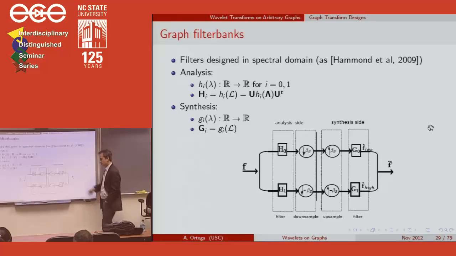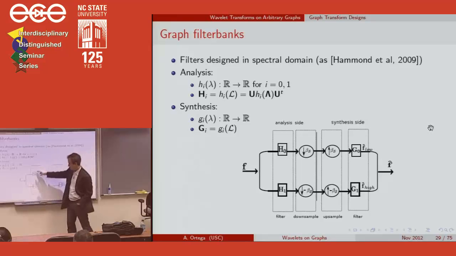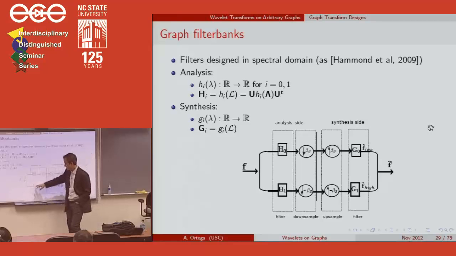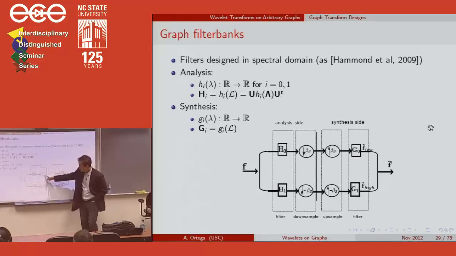And the graph filter bank looks like this. We have filtering operations, the same structure as in the regular domain. We have low pass, high pass. The downsampling has a little twist, where we preserve the low pass in some nodes, and then we preserve the high pass in the other nodes.